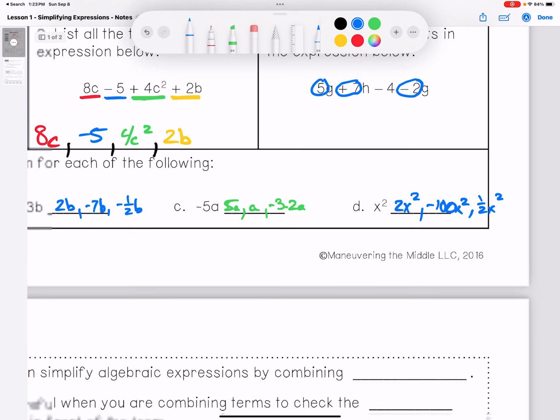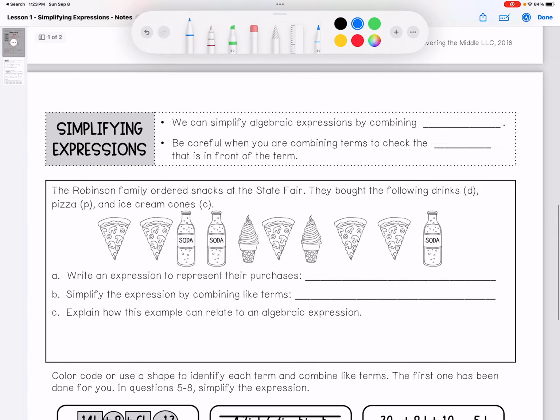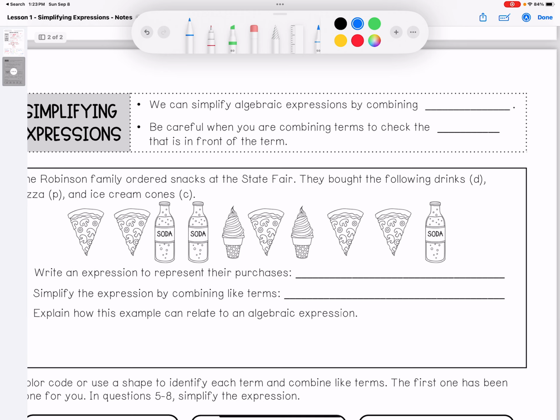All right, moving on. Back page. Now we're going to simplify expressions. And how do we do that? We can simplify algebraic expressions by combining like terms. Cannot solve it. Okay, we cannot solve it. It's not an equation. We can simplify it.